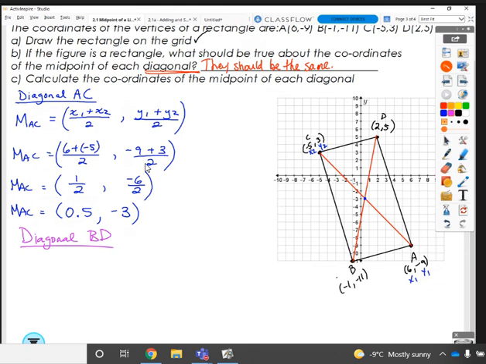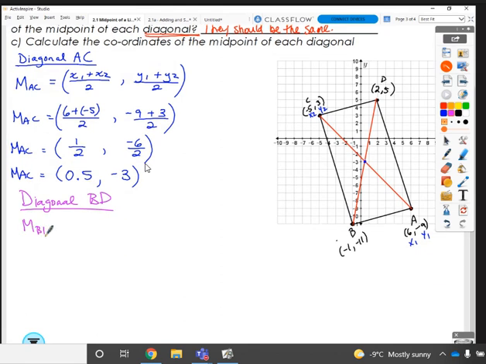And the same idea, we should always be starting with this formula, x1 plus x2 divided by 2, y1 plus y2 divided by 2. So BD, I'm going to go to my diagram here, x1, y1, x2 and y2. So we can say negative 1 plus 2, and negative 11 plus 5.